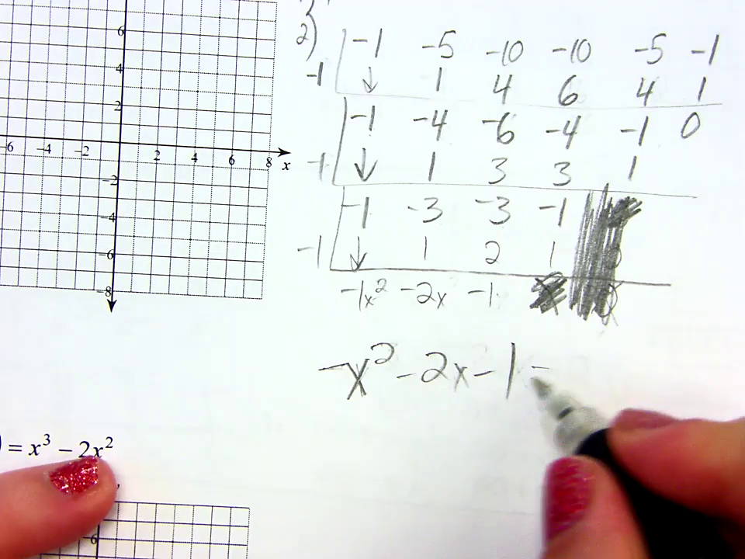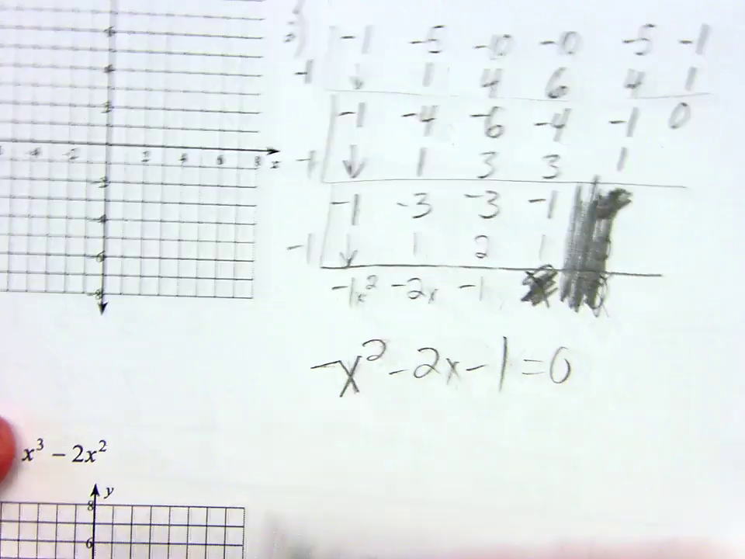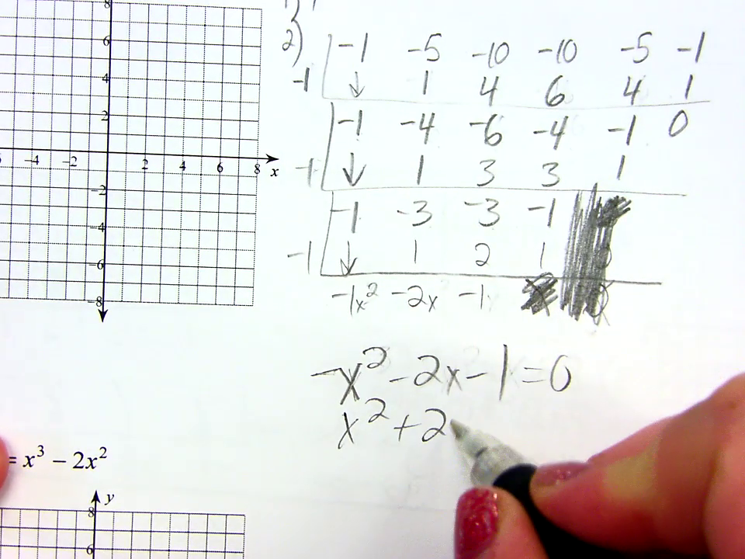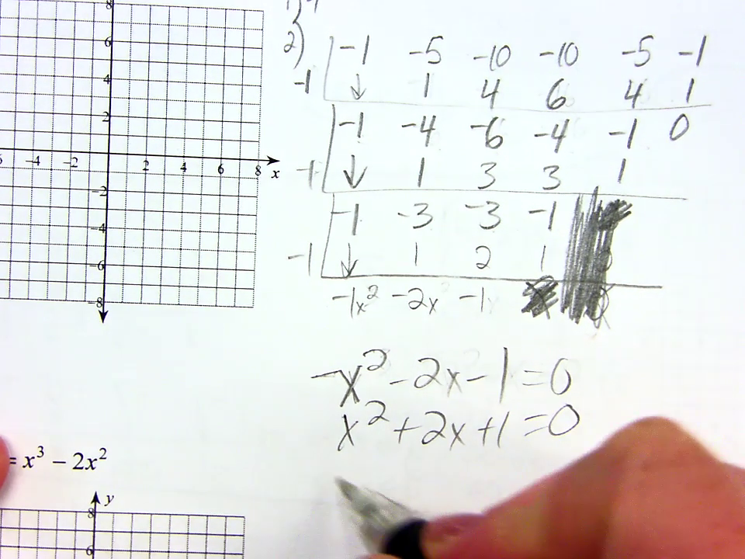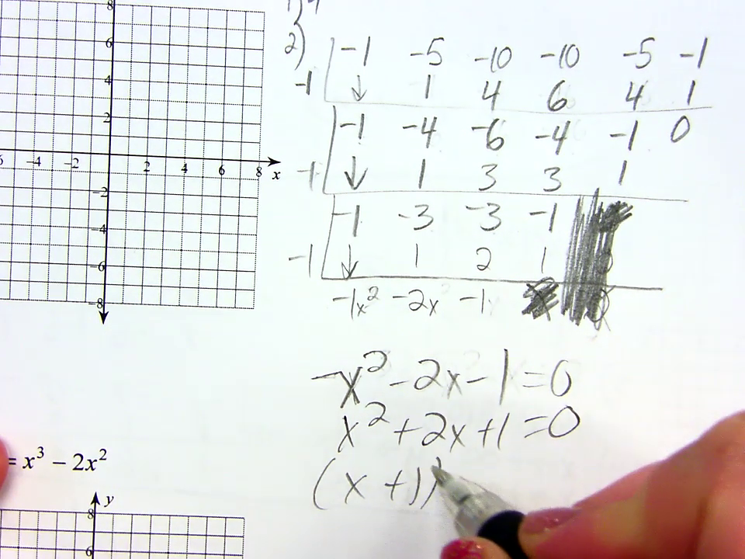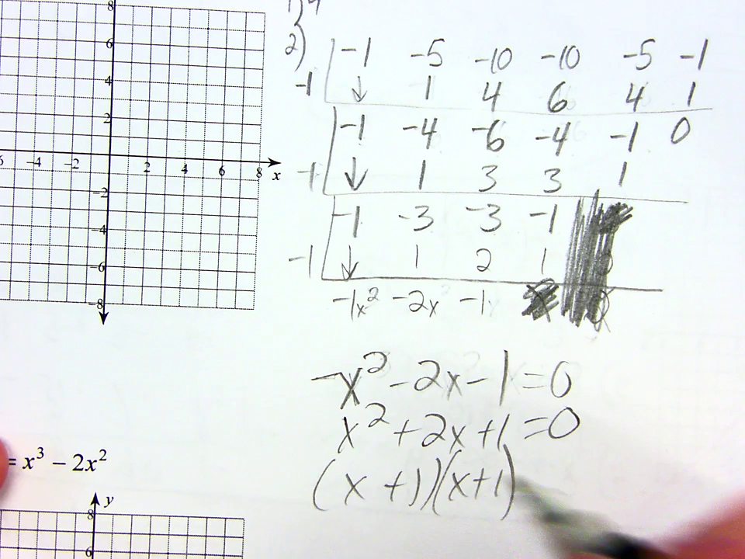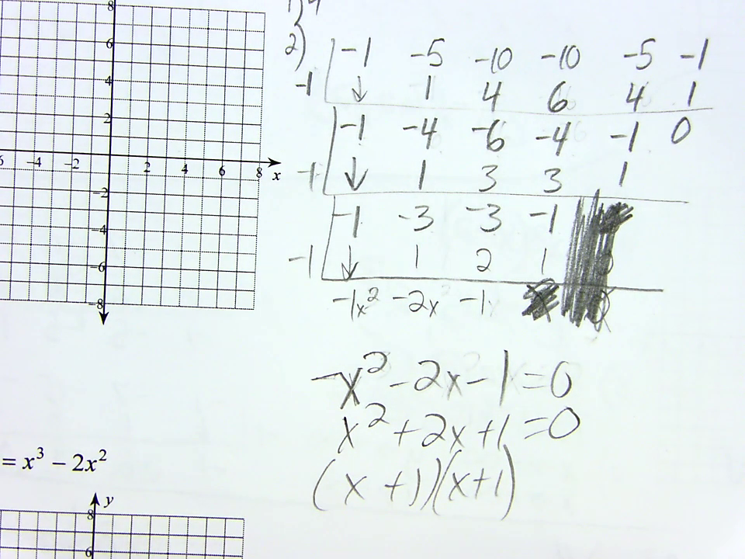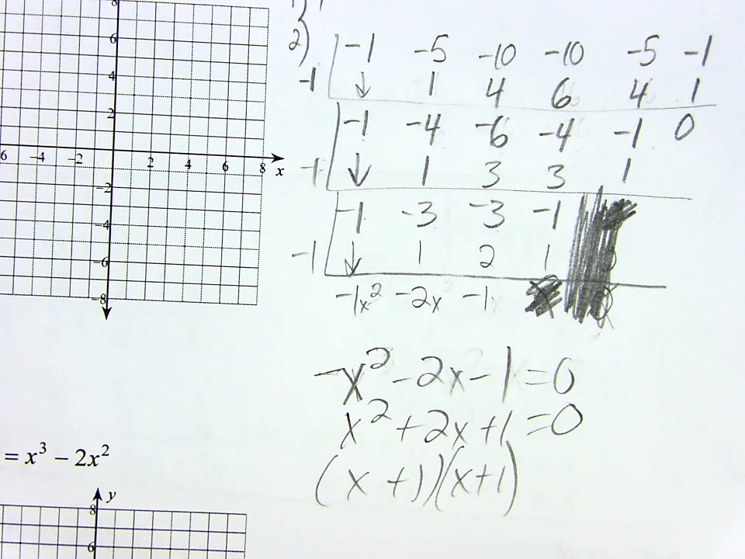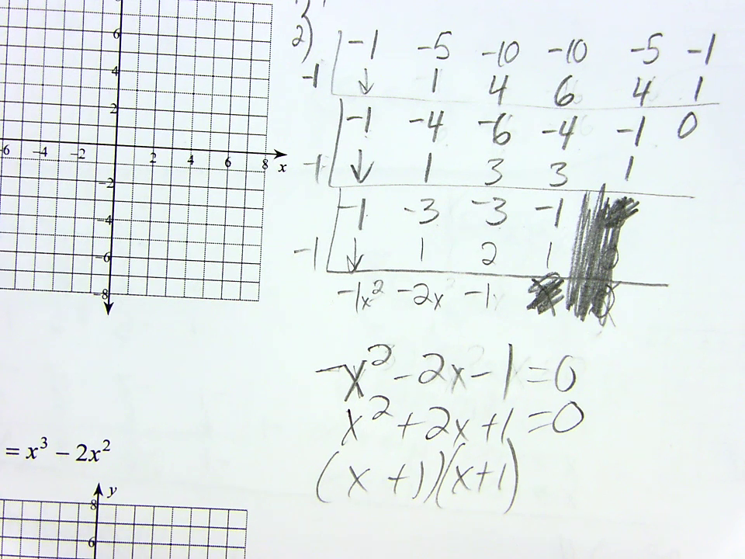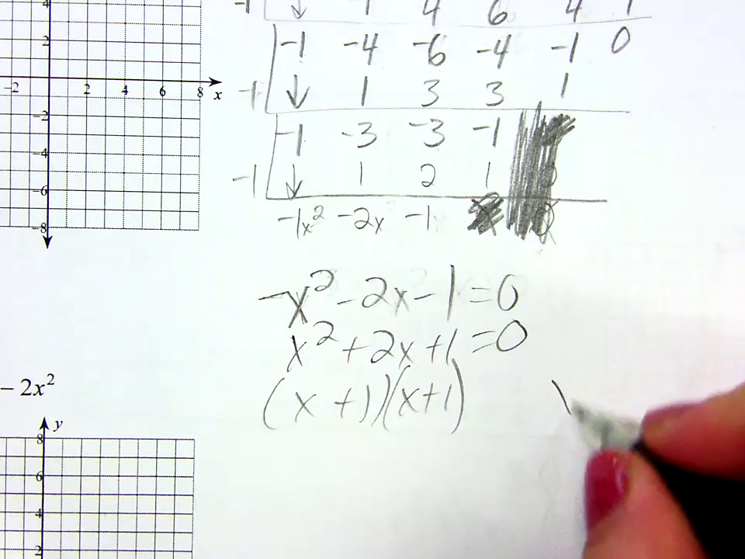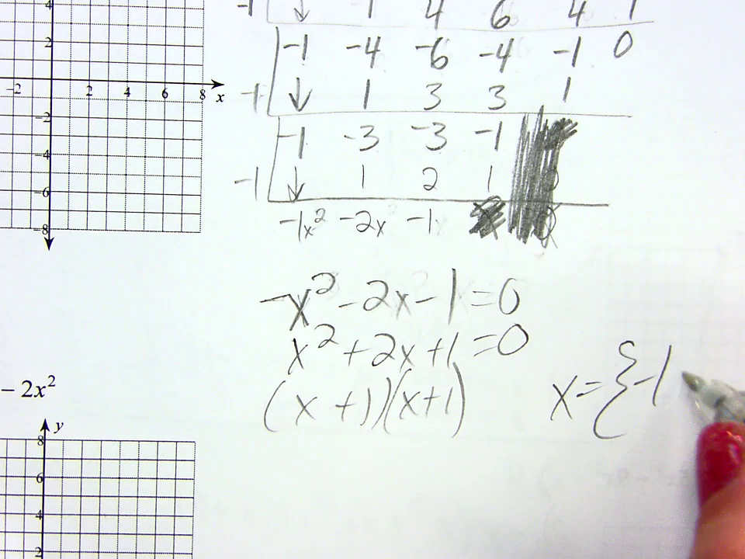Okay. Now I'm going to factor out a negative 1 because it drives me crazy. x squared plus 2x plus 1. And now I can factor x plus 1 and an x plus 1. Oh my gosh, are you kidding me? You mean to tell me that I get negative 1 with a multiplicity of 5? Holy moly. Yep.